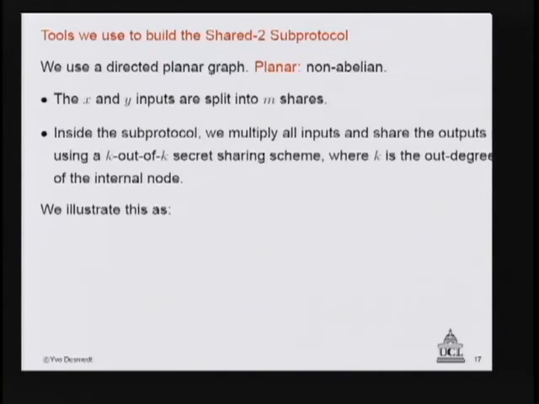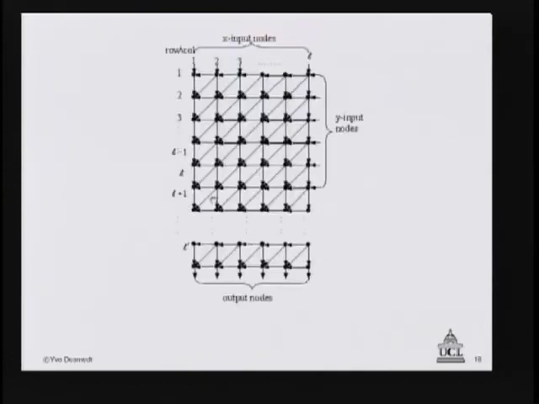And that secret may be a local secret, local to the subprotocol. And what's k in the subprotocol? K is the out degree of the internal node. And we illustrate this as this. So this is a subprotocol. Here are the shares for x. Here are the shares for y.